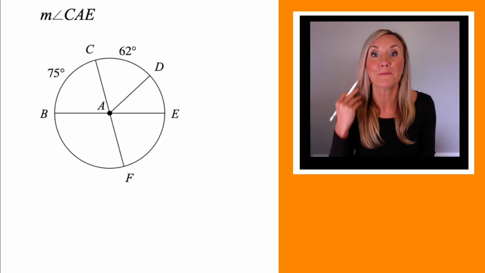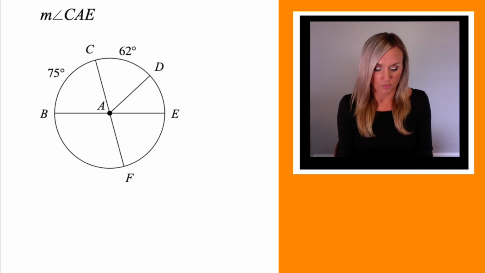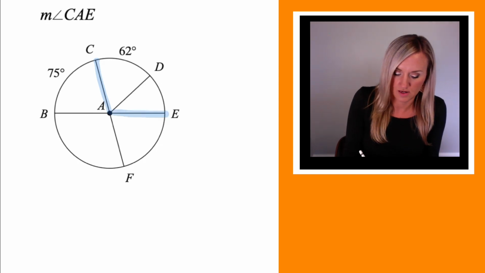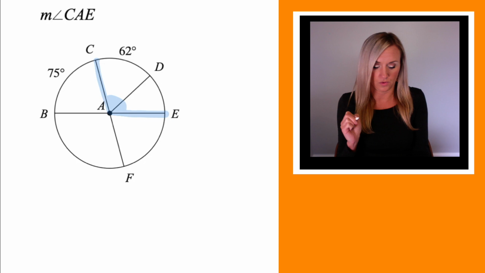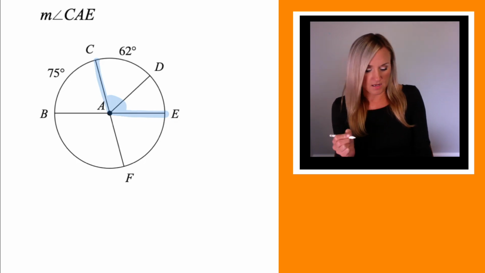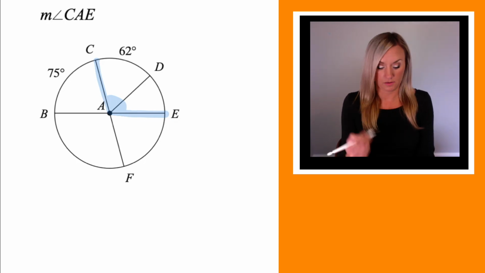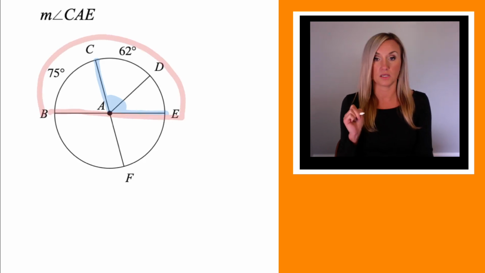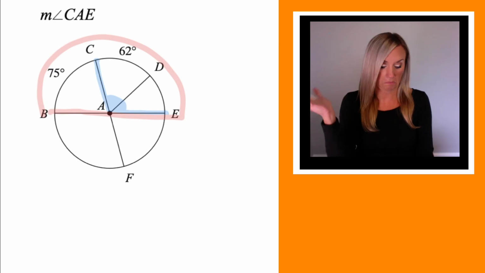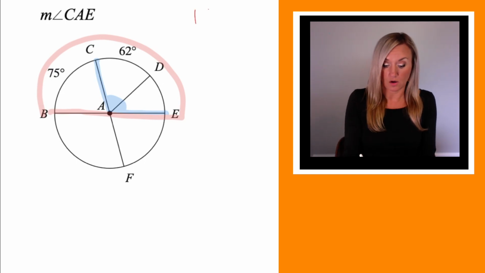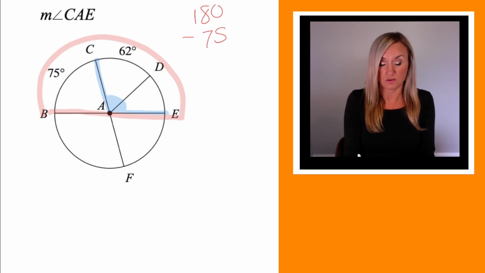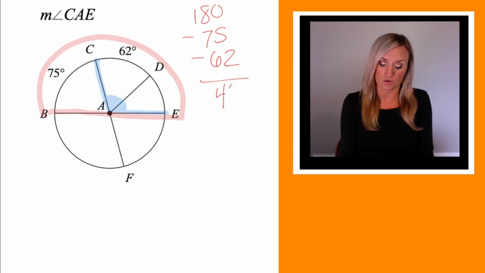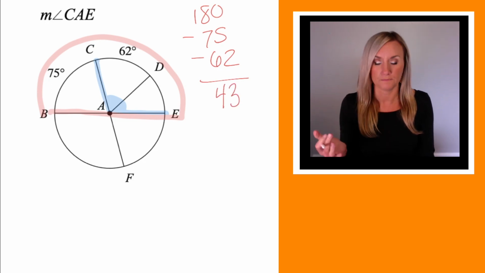Okay, welcome back. All right, so let's see. We want C to A to E. I want this central angle right here. And it looks like this diameter is going to help me. Which means I can take 180 and subtract out the 75 and subtract out the 62 to give me a remainder of 43.